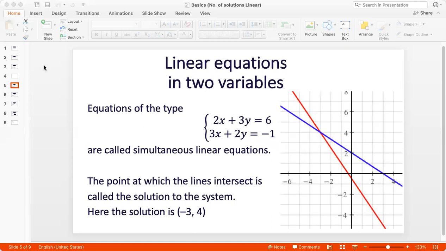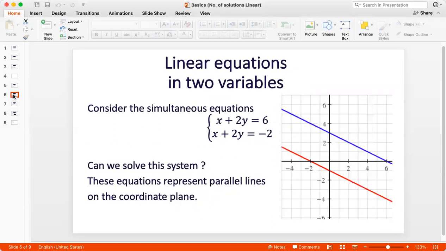Now that's one case. Let's look at another case. Let's consider two parallel lines, right?